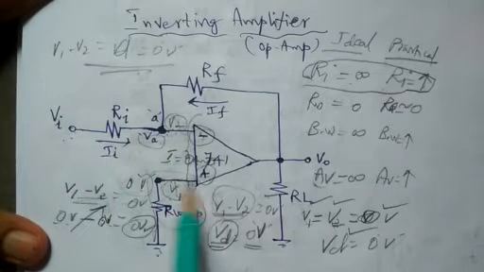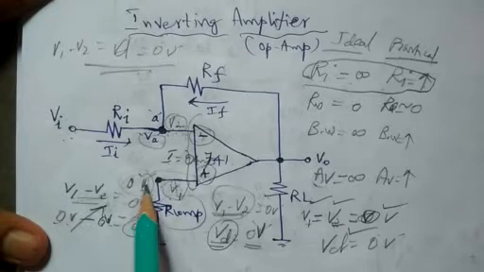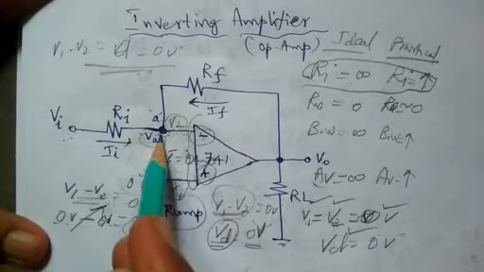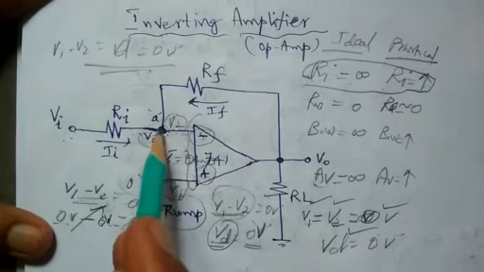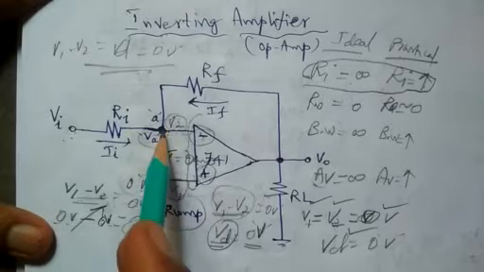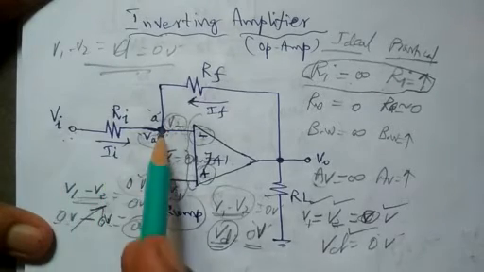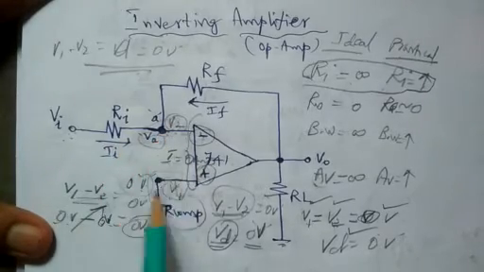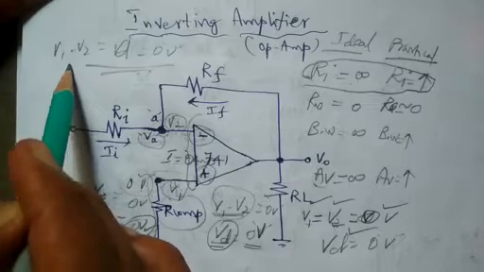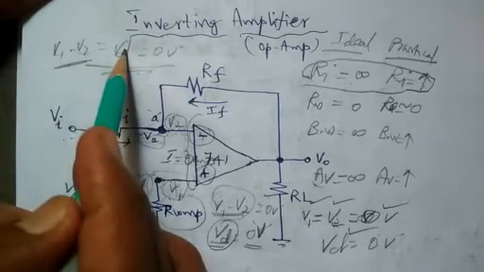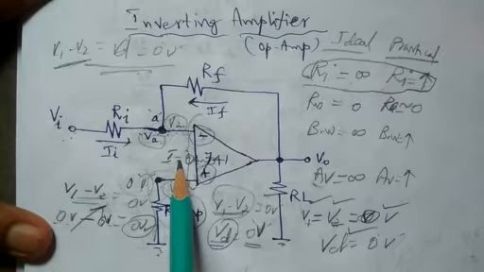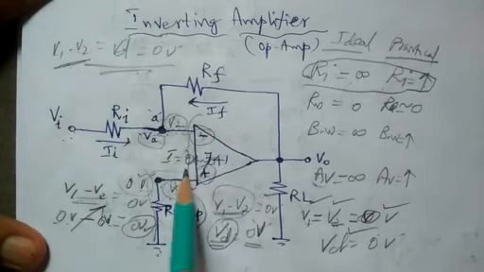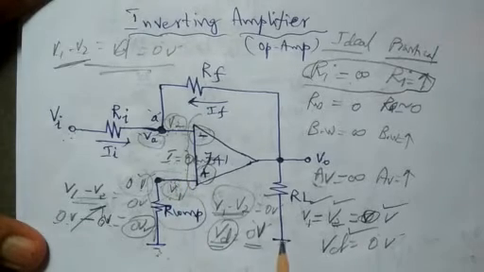Since the other arm, the non-inverting arm, is at 0 volt, this arm is also assumed to be at 0 volt. Even though this particular point, node A or V2, is not directly grounded, the potential at VA or V2 must be 0 volt to satisfy the op-amp's initial condition, that is, the potential difference between these two arms must be 0 volt, because the op-amp consumes 0 current.